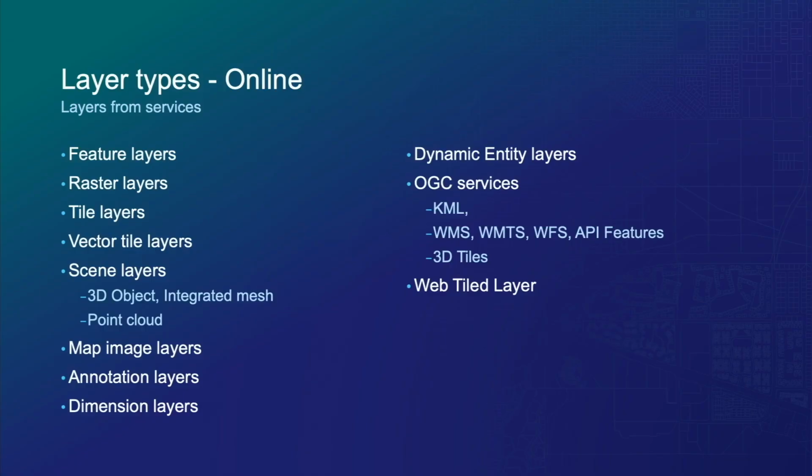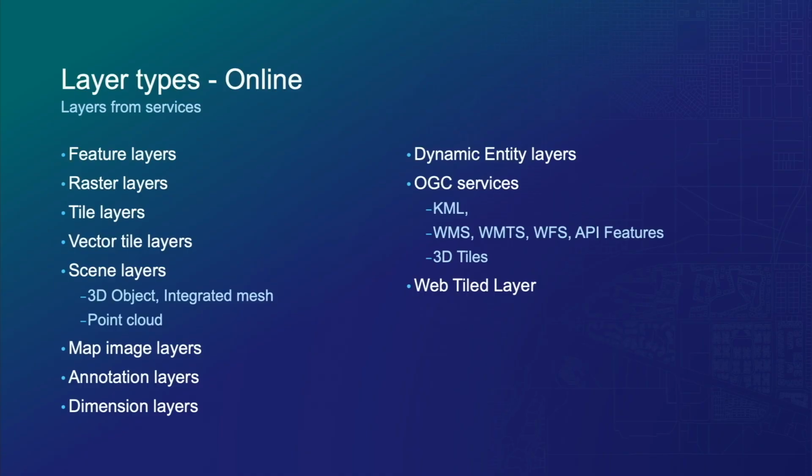Then we get into some more specific types like annotation layers and dimension layers that may be a little more niche for specific use cases, like utility use cases. And then, as Rex mentioned, a dynamic entity layer, which you can hook up to a live service. If it's one of our live services, it can just automatically hook up. But there are APIs for ingesting data yourself and then automatically consuming it in a live feed.